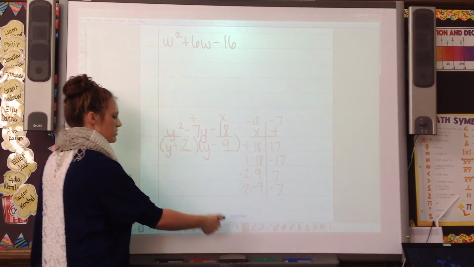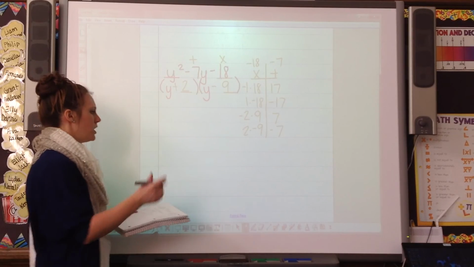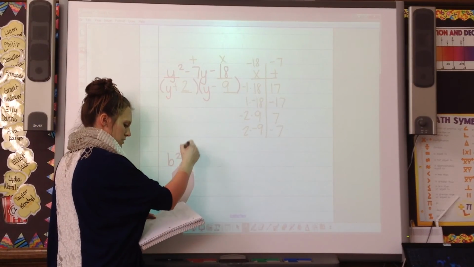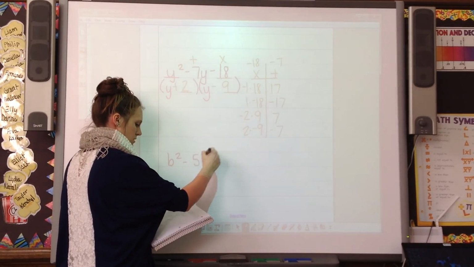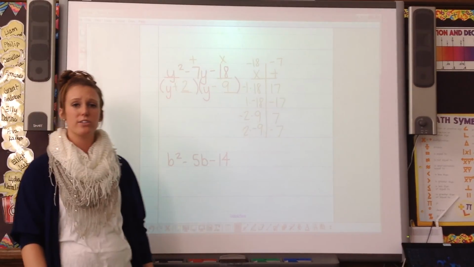Again, you could switch these. You could have the quantity y minus 9 times the quantity y plus 2. You try b squared minus 5b minus 14. Make sure to write down any questions that you may have.